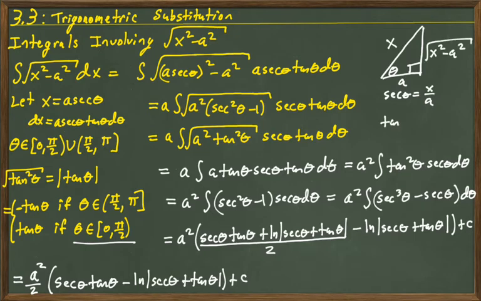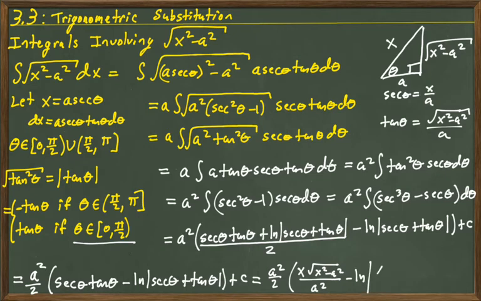So we need to fill in for the secant and the tangent. Tangent of theta is going to be the square root of x squared minus a squared all over a. So we're going to make those substitutions. We're going to have a squared over 2, and then secant times tangent, so x times the square root of x squared minus a squared, all over a times a, which is a squared, minus the natural log of the absolute value of x plus the square root of x squared minus a squared, all over a, so they had a common denominator there.